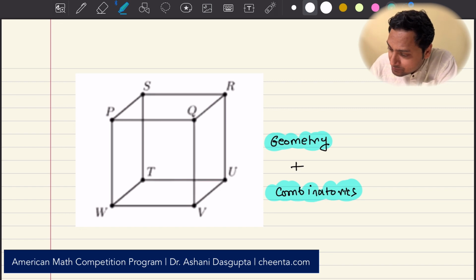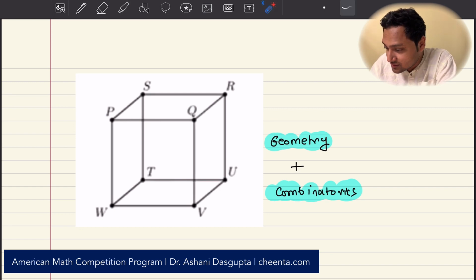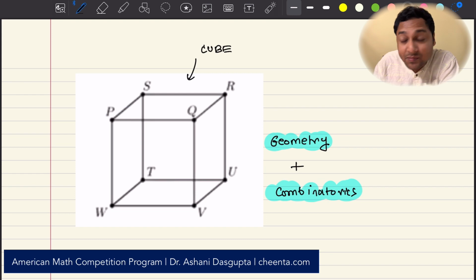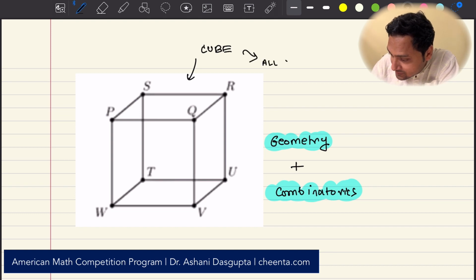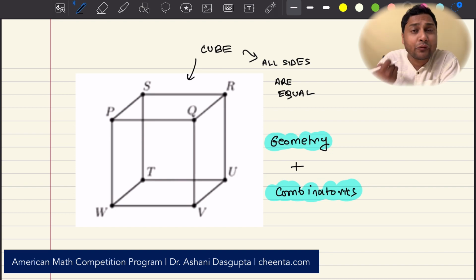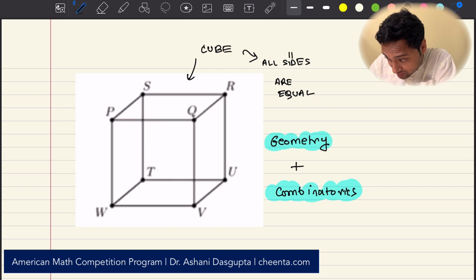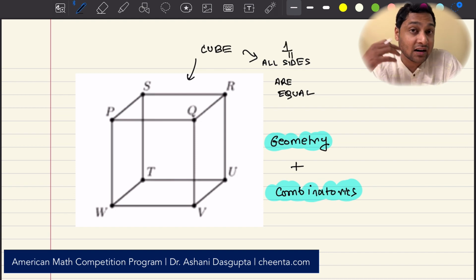So this particular structure is called a cube. Many of you have seen this before. All of its sides are equal. So without loss of generality, we can assume that all of the sides are 1 unit long.